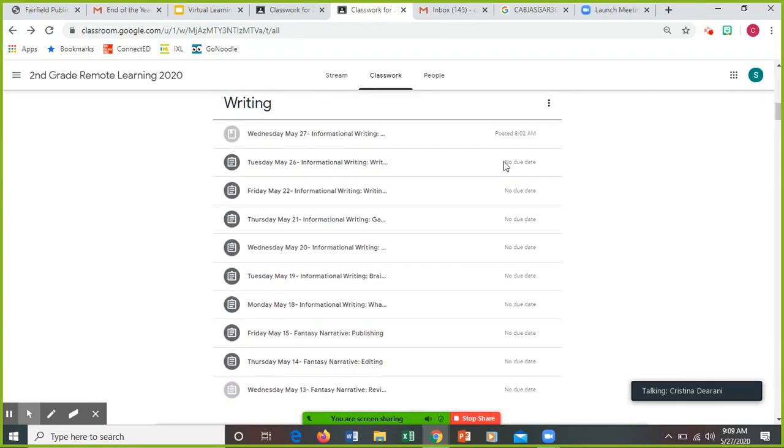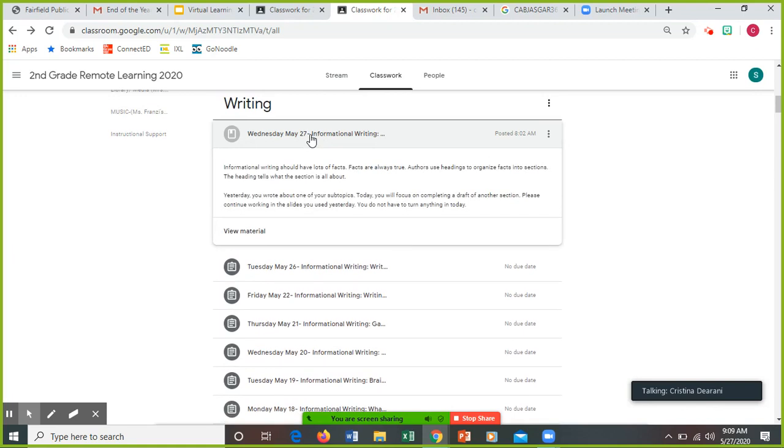And for writing. Okay, so today, Wednesday, up at the top, informational writing should have lots of facts. Facts are always true. Authors use headings to organize facts into sections. The heading tells what the section is all about. Yesterday, you wrote about one of your subtopics. Today, you will focus on completing a draft of another section, another subtopic. So please continue working in the slides you used yesterday. You do not have to turn anything in today.